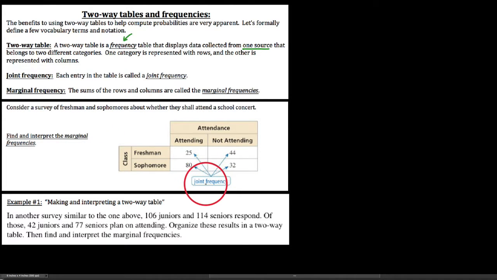The first thing I want to touch on is this phrase, joint frequency. Joint frequency is really just a fancy word for each entry in the table. Each entry in the table you could really call a frequency, because it's telling me how frequent it is that, say, a freshman attends this concert, or how frequent it is that a freshman doesn't attend the concert. These are referred to as our joint frequencies. Those are just all the frequencies in the table.